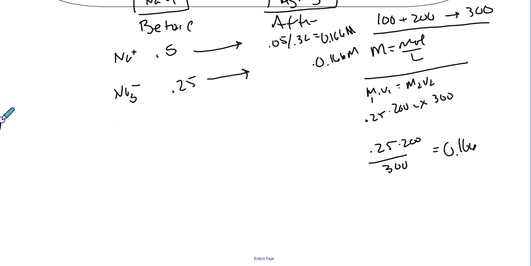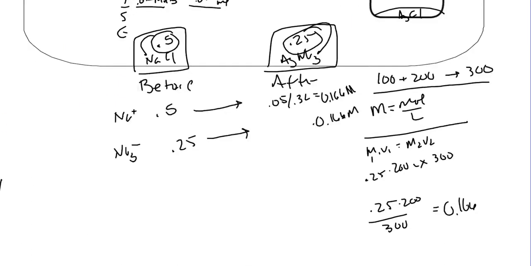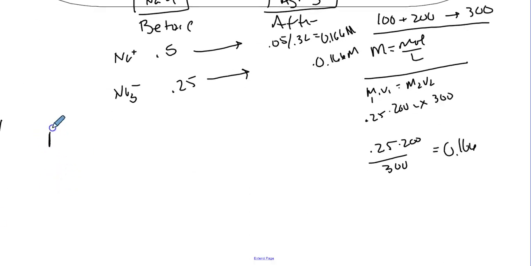Is that a coincidence? We'll look at our drawings. We have one of these guys for every one of these. They have to be the same. The charges have to balance. All right, let's write out a net ionic equation and draw a picture. So really all we got to do here is net ionic is Ag plus Cl minus yields AgCl. So the sodiums and the nitrates had nothing to do with the process, so they just floated around. Eventually got diluted out.